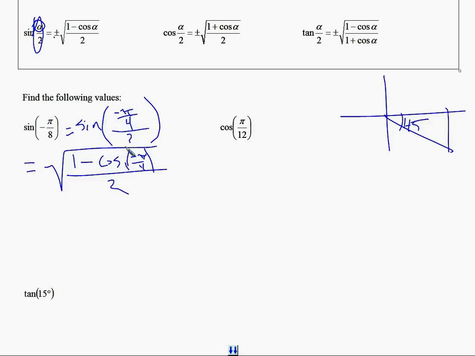So the formula: 1 minus cosine of the angle all over 2. Think about where this value is going to be on your right triangle, 45 degrees. We know that is the opposite over the hypotenuse, and for a 45, that is going to be radical 2 over 2. So this is actually a negative radical 2 over 2.